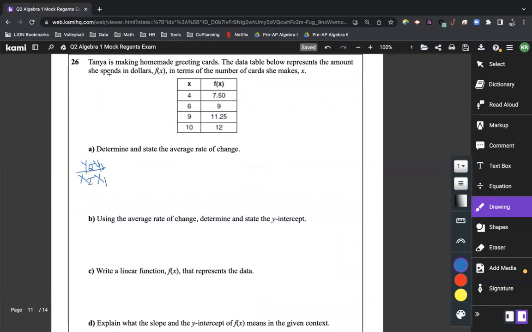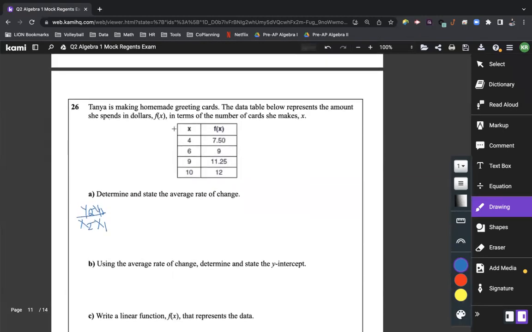But just to go back and read, Tanya's making homemade greeting cards. The table below represents the amount she spends in dollars in terms of the number of cards she makes, X. So X right here represents the cards, and F of X represents the money. So I'm just going to choose the first 2 points, right? So this is going to be my X1, my Y1, and this is going to be my X2, my Y2. And I'm going to plug that right in. 9 minus 750 over 6 minus 4.